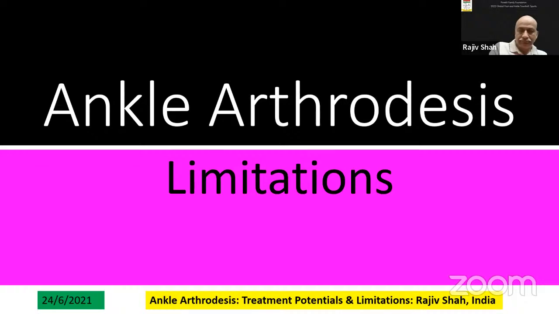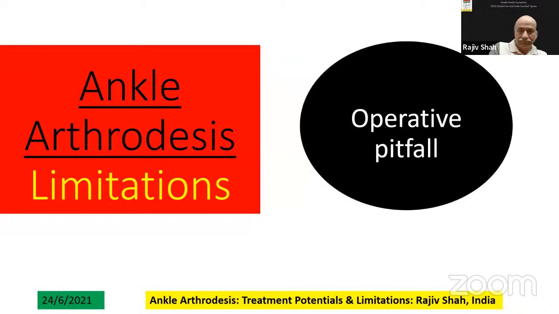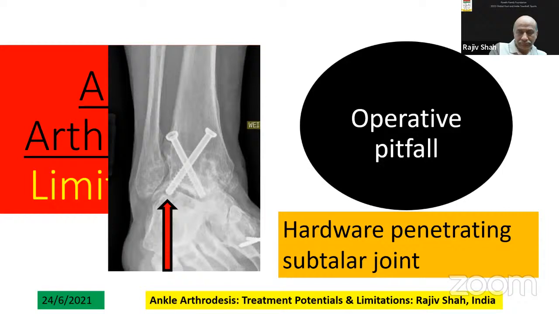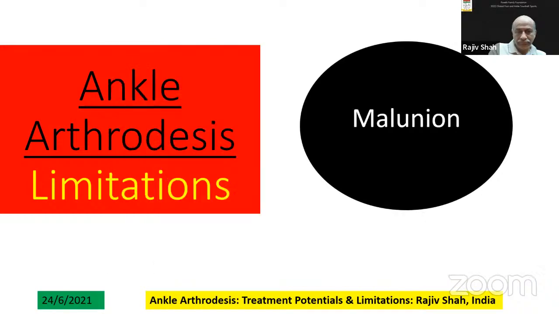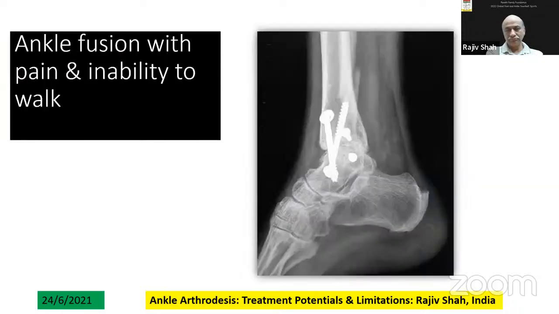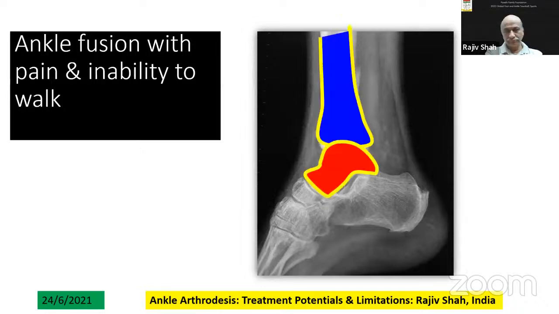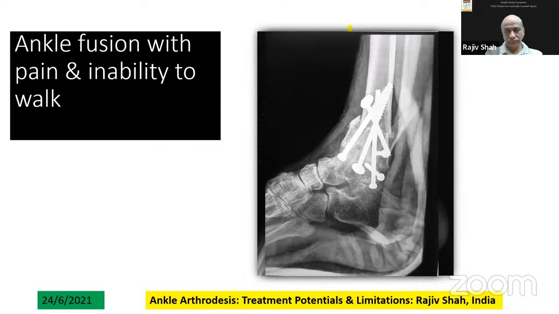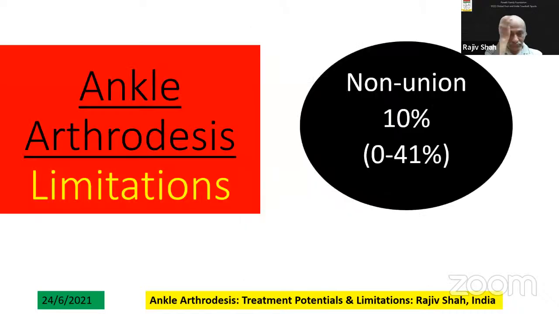But there are limitations. Limitations of ankle arthrodesis: there could be operative pitfalls, and an operative pitfall could be penetration of the hardware into the subtalar joint, which also damages the subtalar joint. It could be a malunion, and malunion could be into equinus position, could be into valgus, could be into varus, and gives rise to lots of problems and requires correction. This is one of my own cases where ankle fusion was done into equinus like this and had to be corrected with a supramalleolar osteotomy like this.